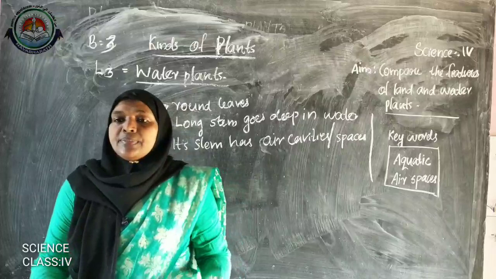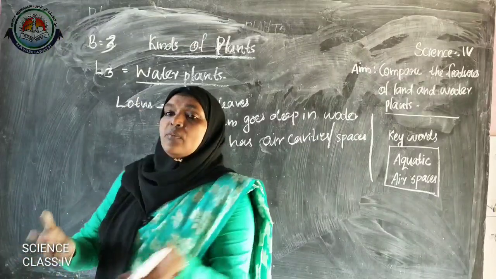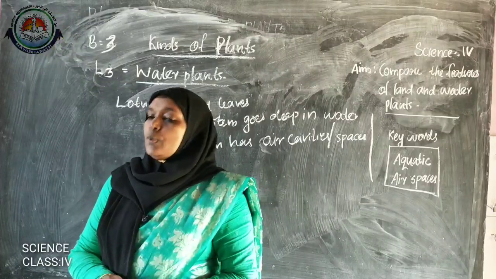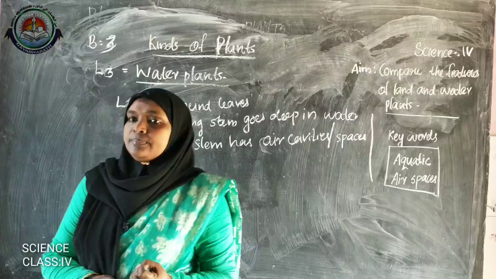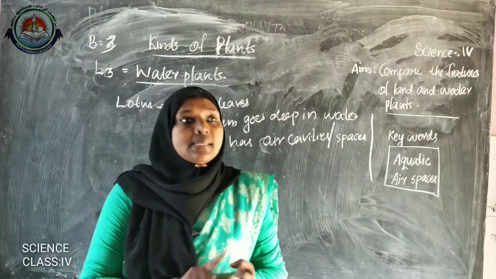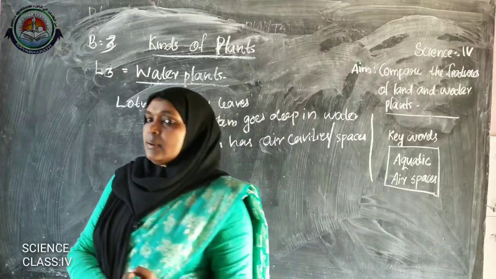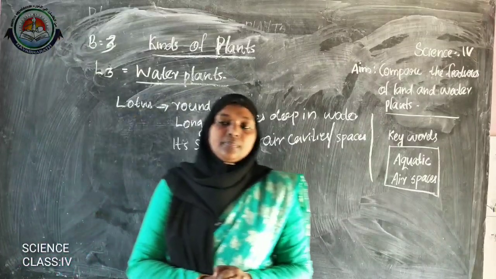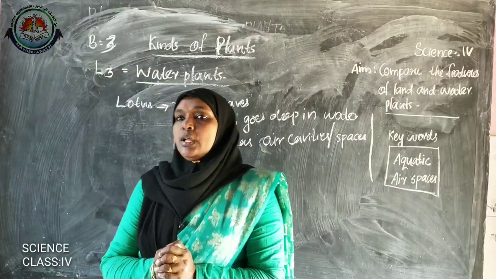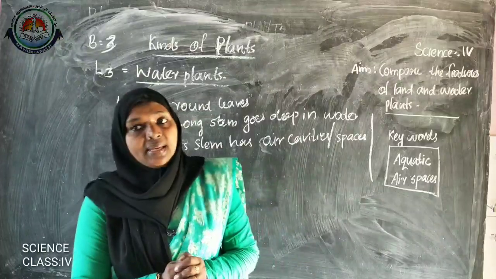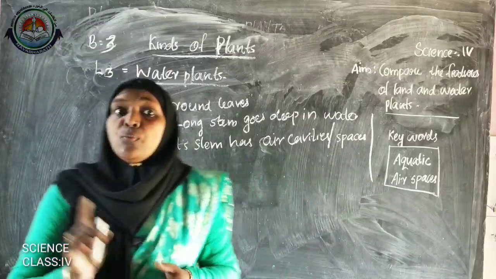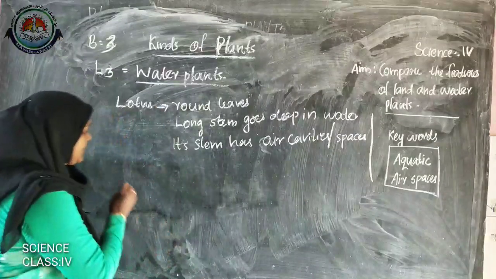So, we can check how are land and water plants the same? Yes, both have stem, roots, leaves. Like land plants, some water plants have flowers. How are they different? Lotus and hydrilla have long and weak stem, but land plants have woody, strong stem.